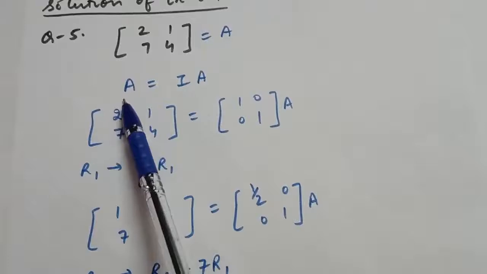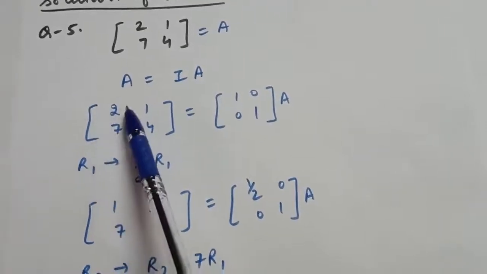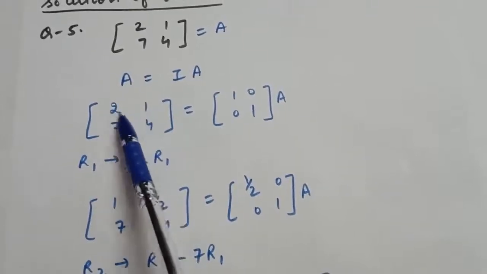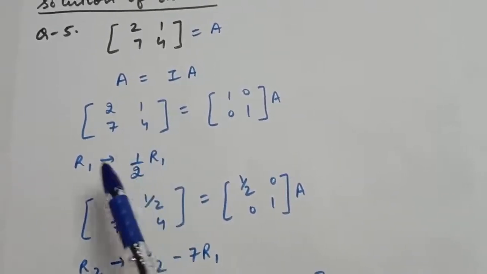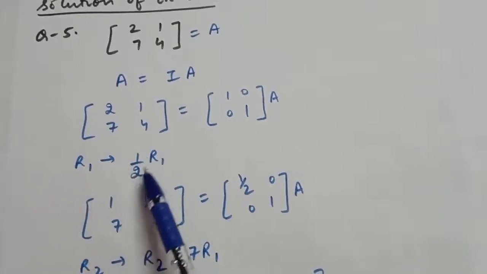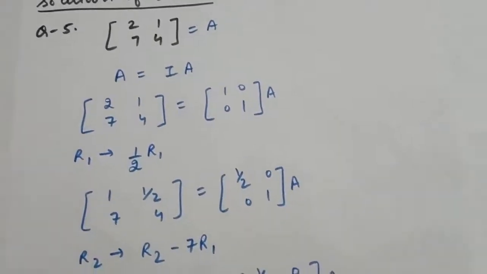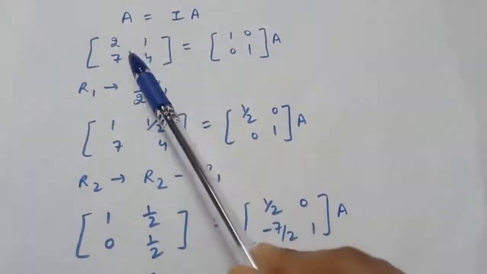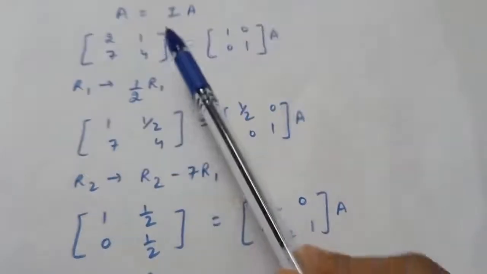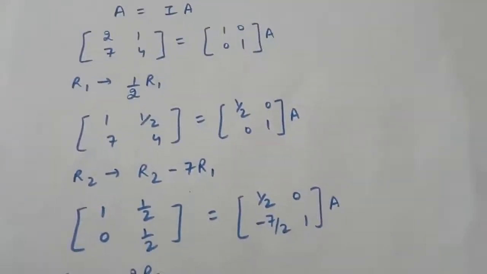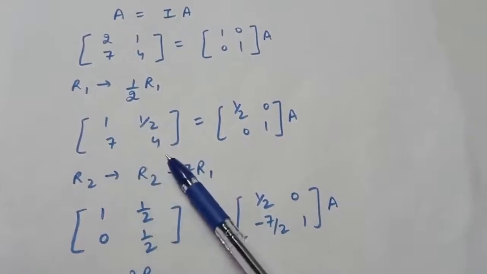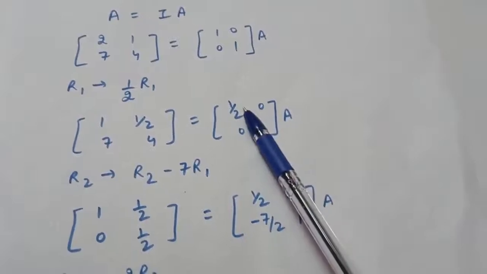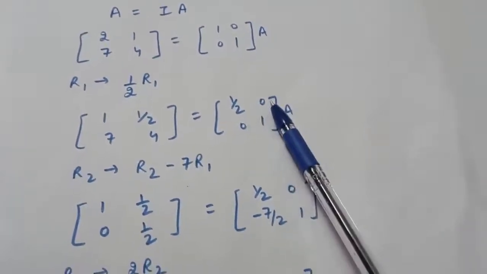Now first of all we will work in the first column and we will make this first element 1, right? To make this 1, multiply row 1 with 1 by 2. So row 1 changes to 1 by 2 into row 1. Now row 1 changes to 2 into 1 by 2 is 1 and 1 into 1 by 2 is 1 by 2. Row 2 will not change. Similarly here row 2 will not change and row 1 becomes 1 by 2 and 0.